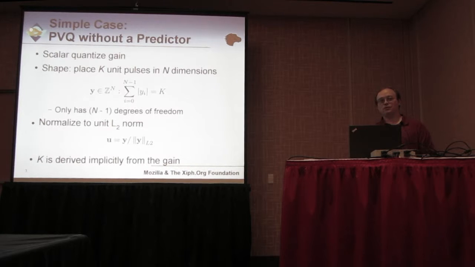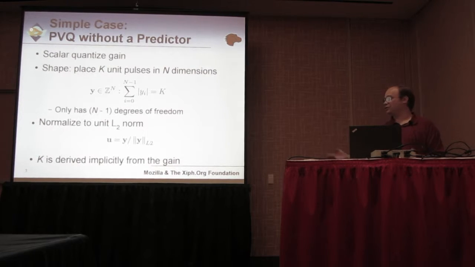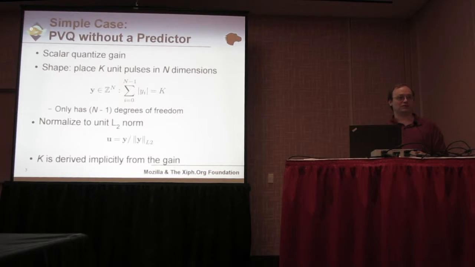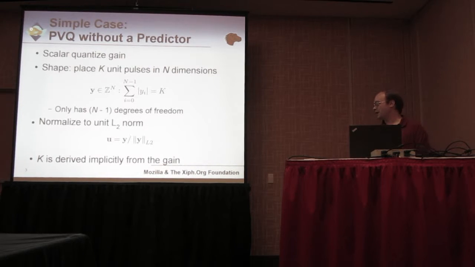So the gain itself represents the amount of energy, so the L2 norm of the vector. And this codebook preserves L1 norm, because we're summing absolute values, right? So in order to correct for that, we just take all of our code words and normalize them to have unit norm. And so that is what differs from the original pyramid vector quantization in what we're doing.